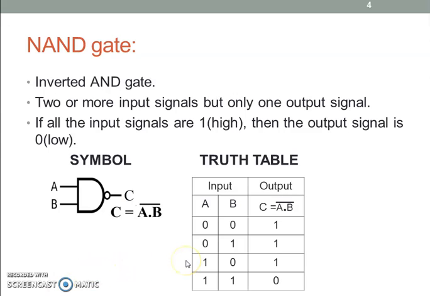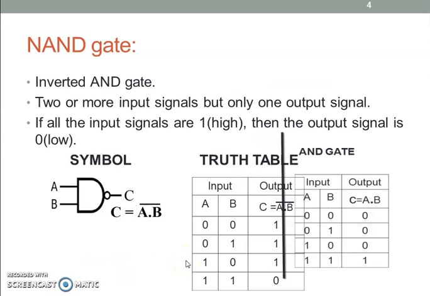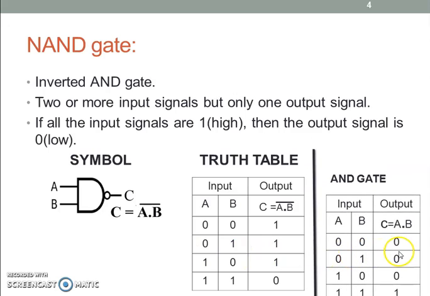For better clarification, compare the AND gate with the NAND gate. Here A and B are the two inputs for the AND gate. A dot B is the output, but in the case of the NAND gate, (A dot B) whole bar is the output. Meaning the complement of the AND gate helps to get the NAND gate. This is the truth table representation for the NAND gate.